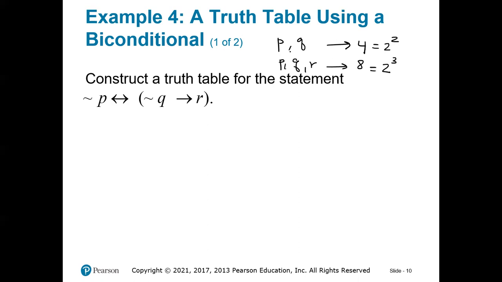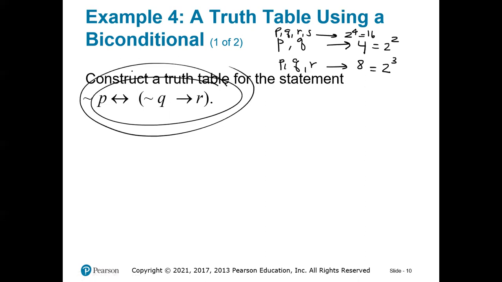Now, what happens if I have P, Q, let's say R and S? Then I'm going to have what? 2 to the power 4, which is 16 cases. It's going to be a huge table. So the table of the whole thing will contain 8 rows, 8 cases. Watch.